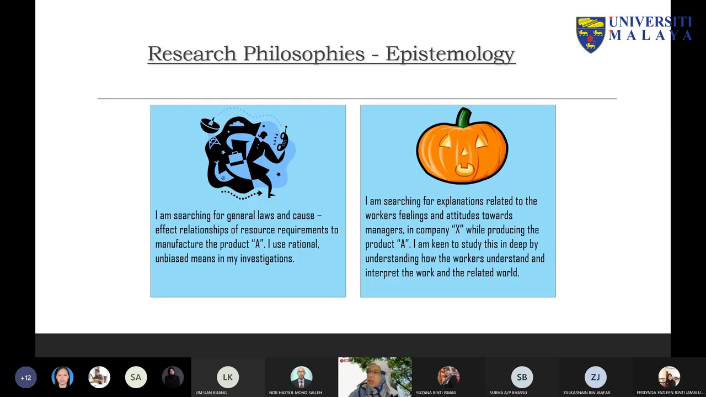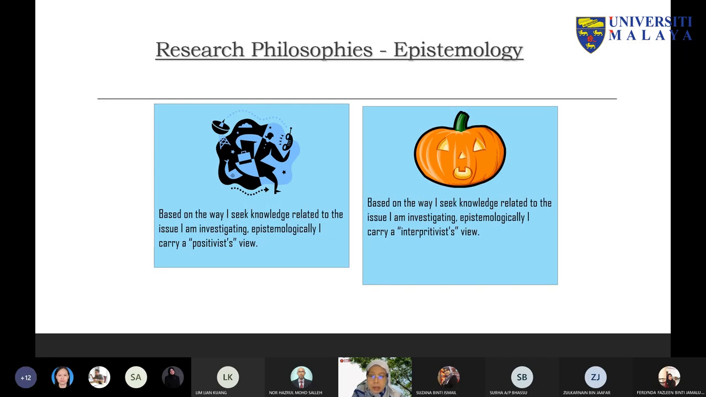So what is epistemology? Mr. Tangible said, I'm searching for general law, cause and effect, to manufacture the product. So I use unbiased means in my investigation. I'm not involved with that machine whatsoever. I'm just monitoring, calculating, reporting. Mr. Feeling said, okay, I'm searching for explanation, how their feelings, what their attitude is. I need to understand how the workers understand and interpret their world in the real world. So this is how you apply the discussion inside your research grant write-up.